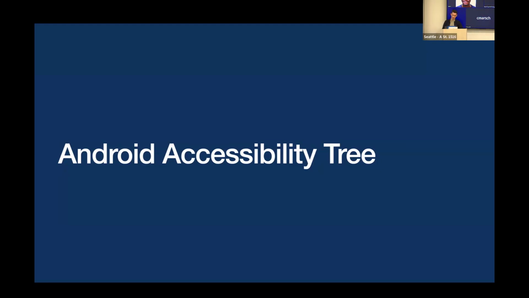Each of these nodes will include information that enables assistive technologies like screen readers to have everything they need to be able to describe the UI of the app to customers.